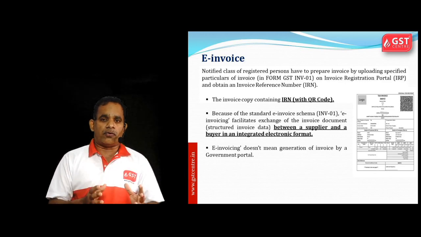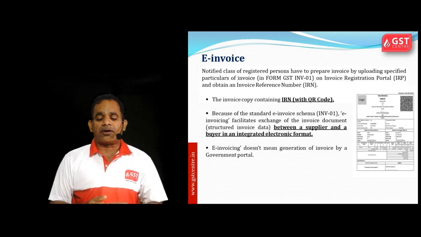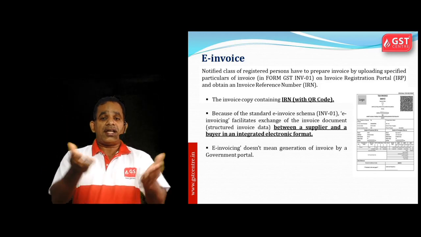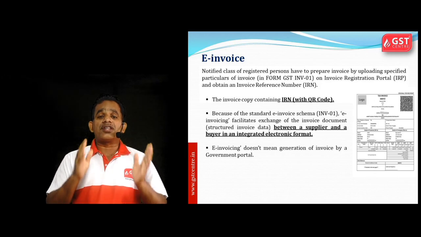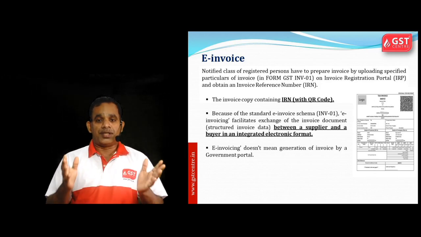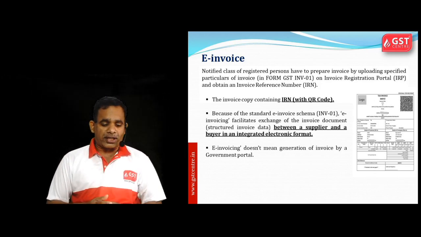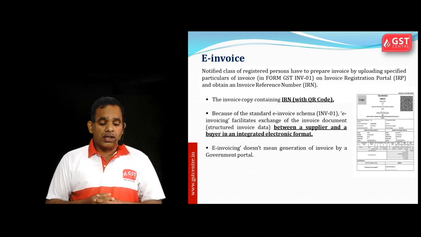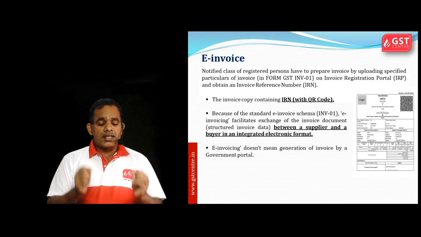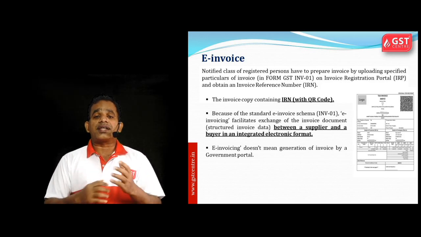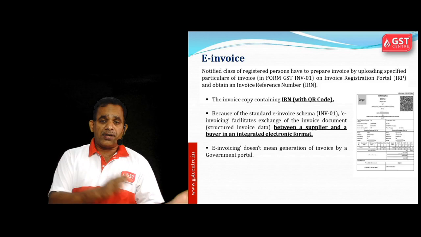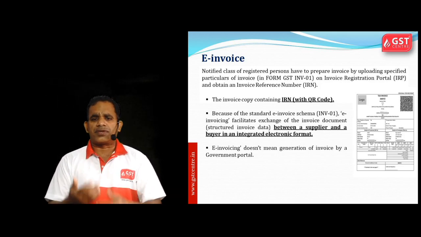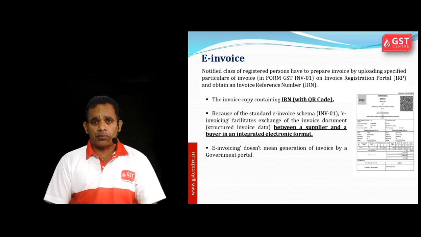Okay, so we have an invoice, we have to upload it in the government portal, that is IRP, Invoice Registration Portal, and we will get an invoice reference number. So you can see the image, there is a QR code and all. Okay, so that is an IRN with QR code. And there is an integrated electronic format between the supplier and the buyer. That will be facilitated by the accounting software or ERPs nowadays. You don't want to bother much.